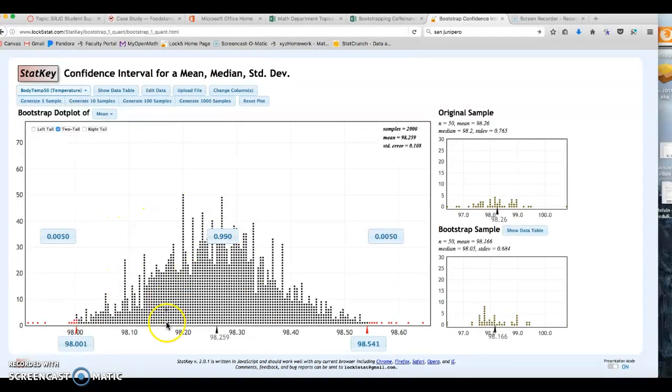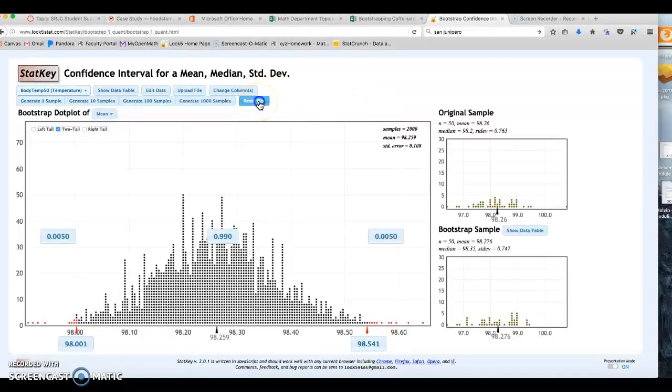And notice we get a nice visual. What this does is separate the middle 99%, or roughly 99%, of these dots, of these 2,000 Bootstrap samples. And the cutoff is 98.001 at the bottom, and then 98.541 at the top.